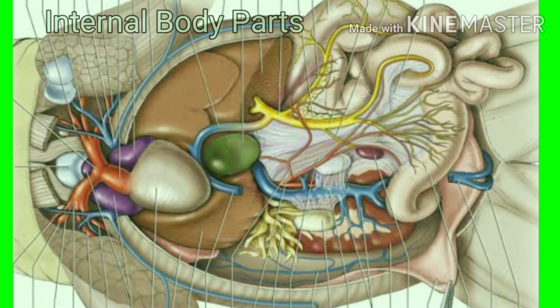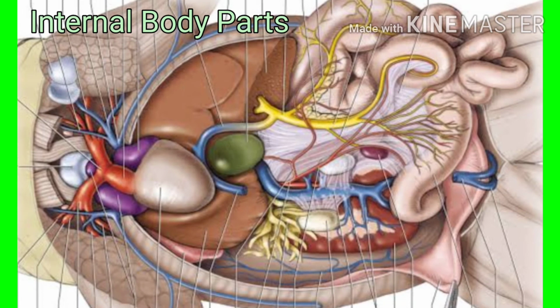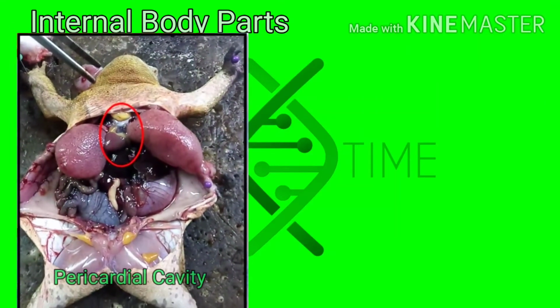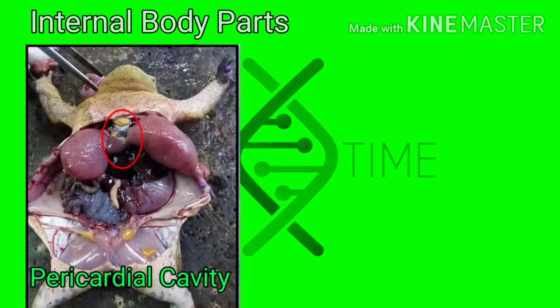Now let's proceed to the internal body parts of the toad. The toad has two coelomic or body cavities. These are the pericardial cavity and the pleuroperitoneal cavity. The pericardial cavity is a small cavity that holds the heart, which is located at the thoracic region.